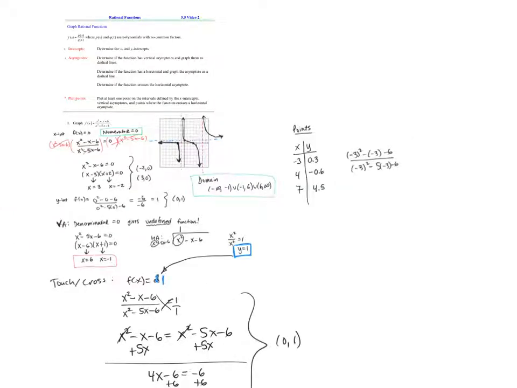So quite a bit of work. The first step is to figure out your intercepts, then get your asymptotes, and then put a couple more points in. So let's try another one. Let's see, 3.